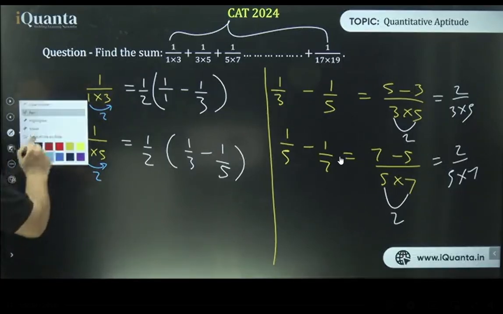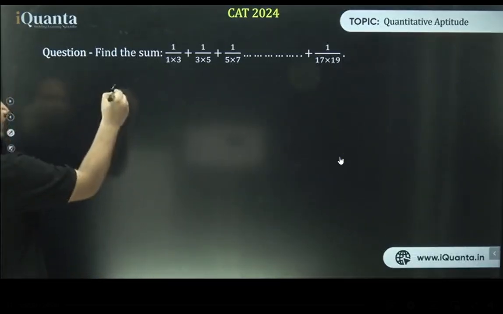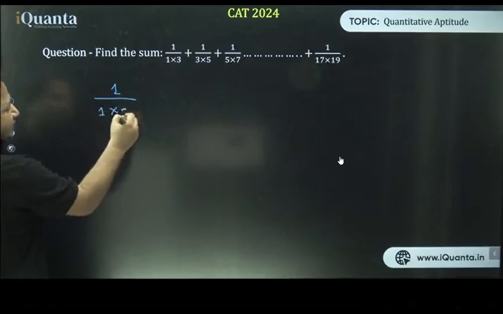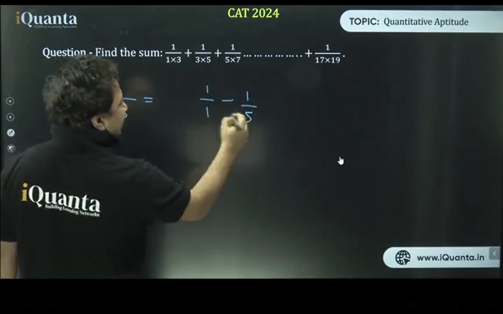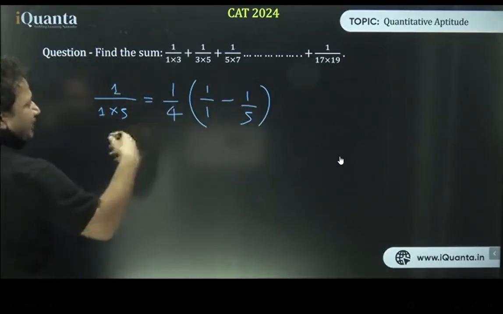So what if I have something like 1 upon 1 into 5? This will be equal to 1 by 1 minus 1 by 5. Difference क्या है? 4 का 1 by 4 लगा दो, आगे काम बन गया. Clear?